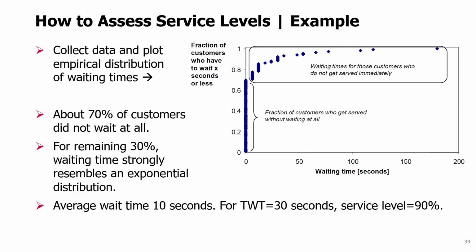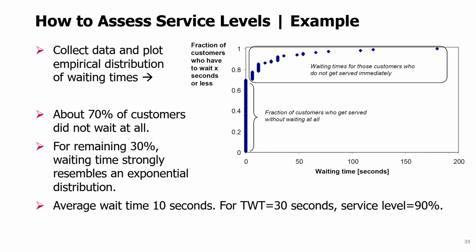This is an example of data that one could collect to assess service levels. So what we see here is, for each waiting time, a cumulative number of customers who waited this or less. So you see that in this chart, 70% of customers did not wait at all, and the remaining 30%, right? Again, most of them had a short waiting time. Very few had some very large waiting time. There was even one customer with something like a 183-minute waiting time, while maybe the average waiting time here is 10 seconds, right?